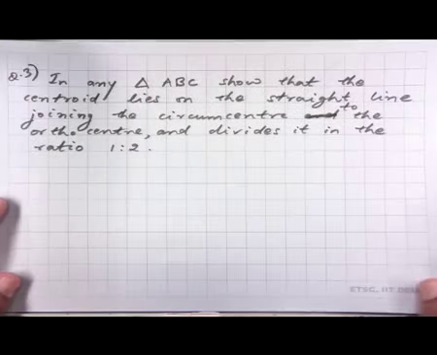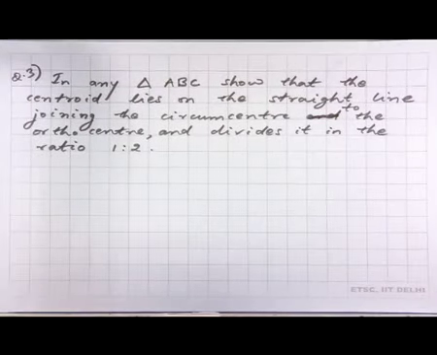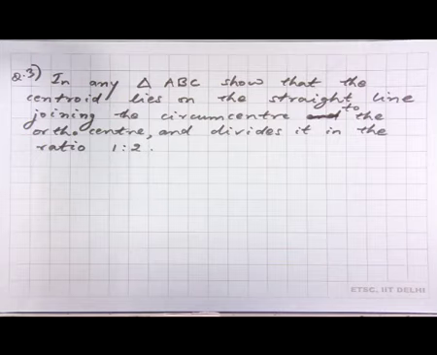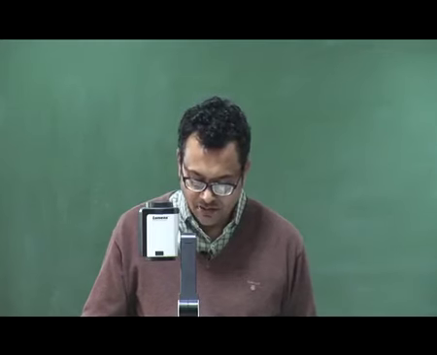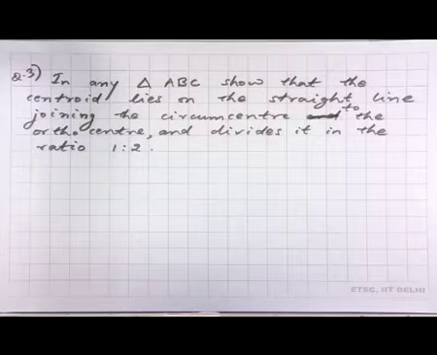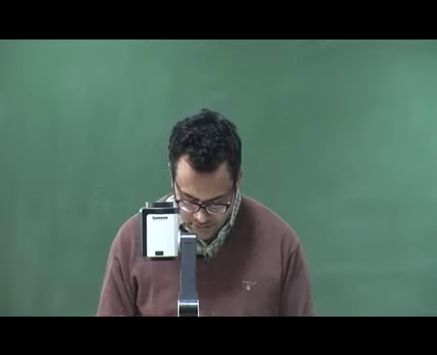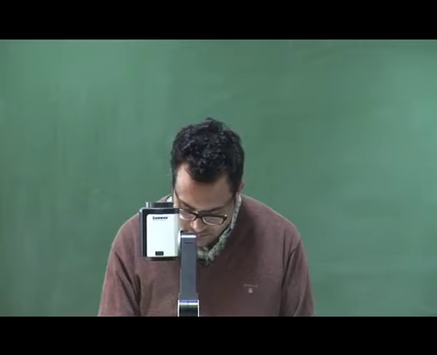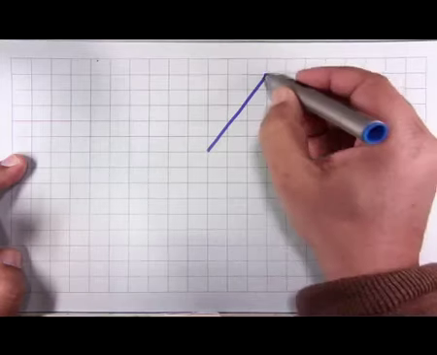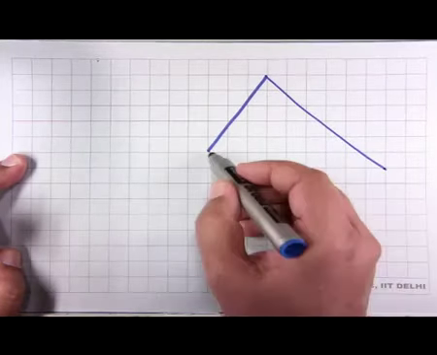Let us consider the third problem, where we are asked to show that in any triangle ABC, the centroid lies on the straight line segment joining the circumcenter to the orthocenter, and further that it divides this line segment in the ratio 1:2. So, let us draw a triangle ABC. So, this is our triangle ABC over here.